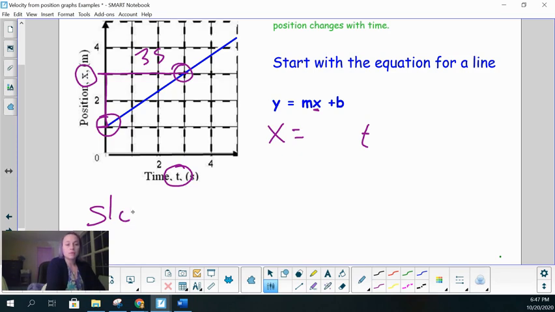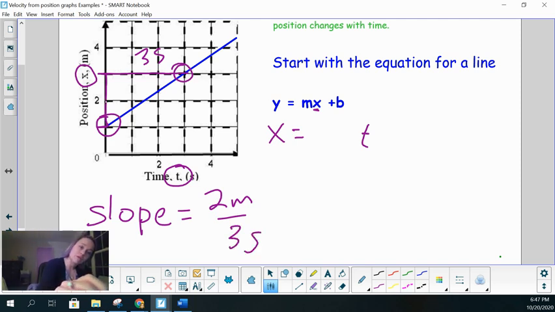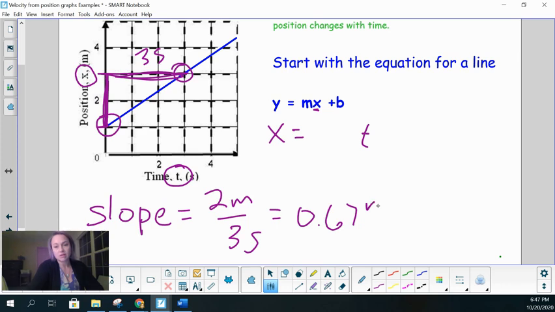Our slope is 2 meters in 3 seconds, right? Because it went from 1 to 3. So that's 2 meters right here in 3 seconds. So our slope, I'm going to go ahead and put it in a decimal, is 0.67 meters per second. And I'm going to go ahead and put that in my equation, and I'm going to write it using parentheses.